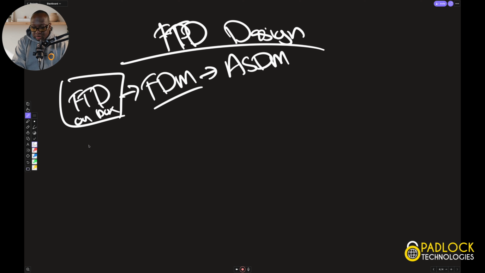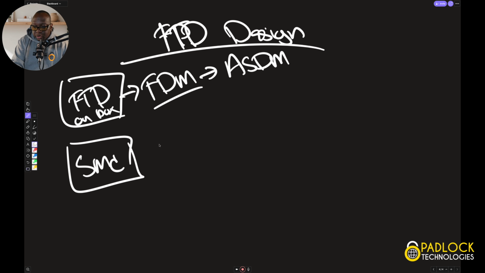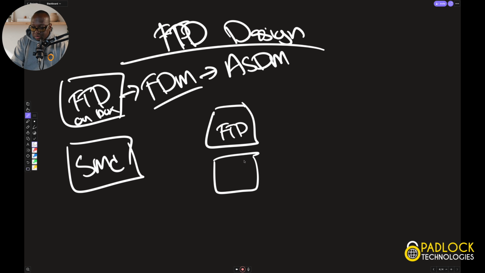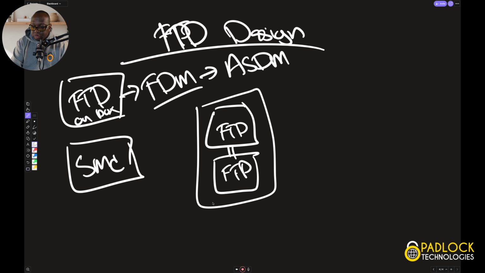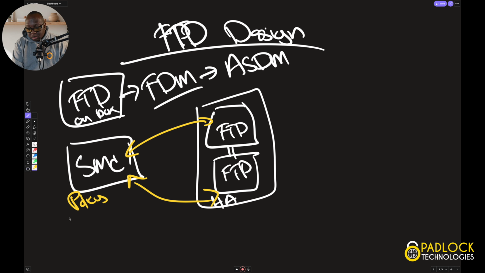Then you have the other design, which is the FMC or CSM, Secure Management Console, which now controls multiple FTDs. All right, I'll just use two. I'll put that link in there and say we'll just say these are HA. All right, so in this case, all management function, bidirectional communication, this is all management, right? FMC controls policy and configuration.